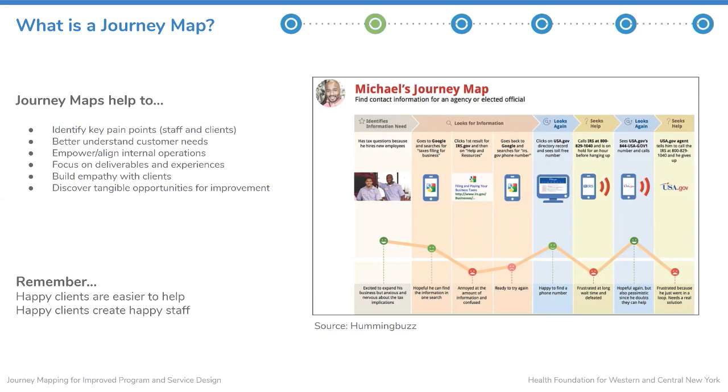And at their heart, journey maps also help to build empathy with clients, which is one of the most fruitful areas you can have in terms of finding those tangible opportunities for improving the quality or effectiveness of your services. It really is, in many cases, all about relationships. And if a client or customer trusts staff members and trusts the organization enough to share critical and negative and honest feedback, those are usually, as I mentioned, the most fruitful areas to find those tangible opportunities for improvement. And it's always important to remember that happy clients are easier to help, and happy clients sometimes create happier staff.